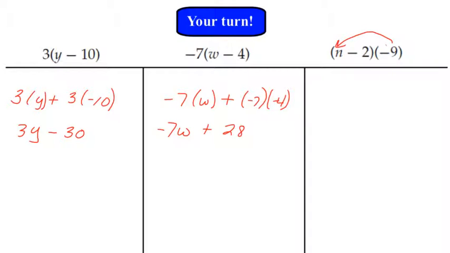On the right-hand side, this time we have our number on the right, and we're going to multiply it through this way. Don't let that mess you up. So we have a negative 9 times n plus a negative 9 times a negative 2. So this one gives us, without the parentheses, negative 9n. And then a negative 9 times a negative 2 is a positive 18.